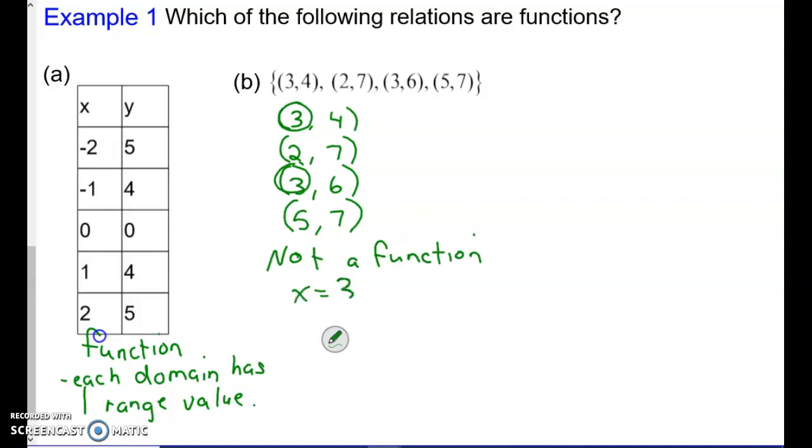X equals 3 has two different values for y. So for x equals 3, two values are 4 and 6. So that one would not be a function.